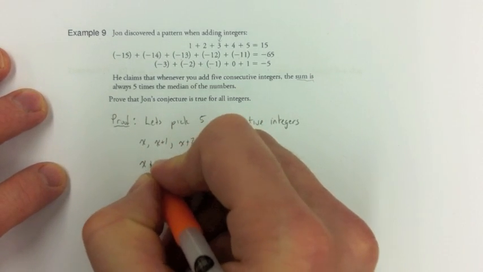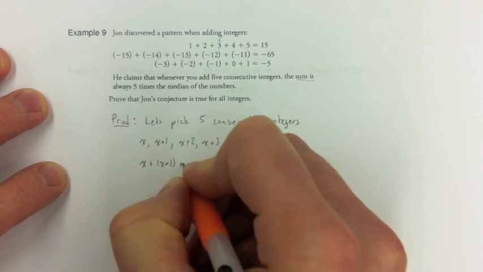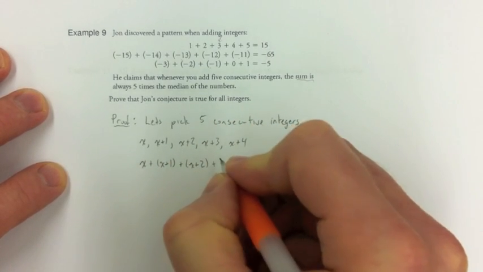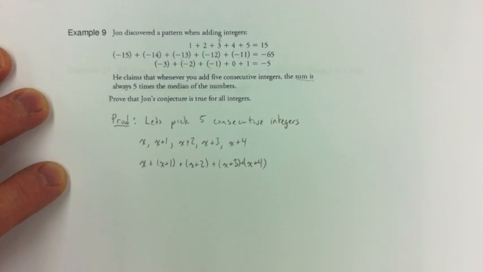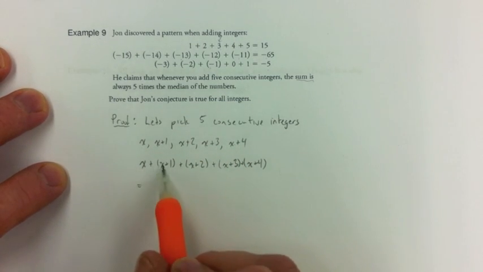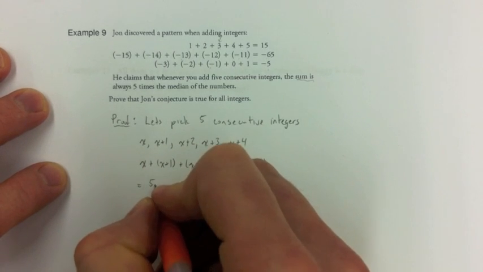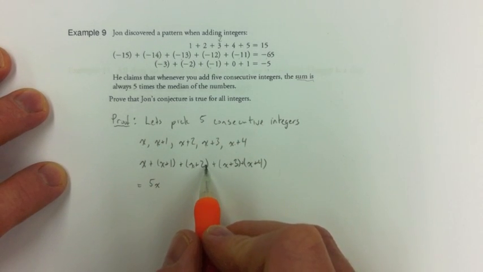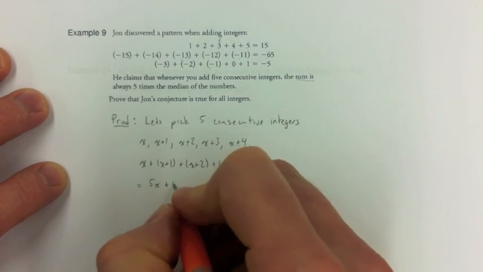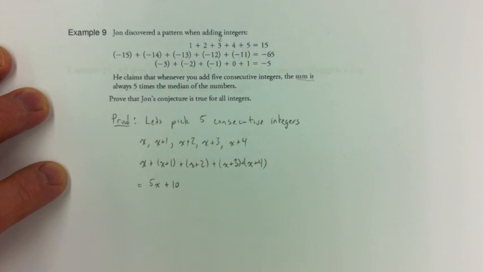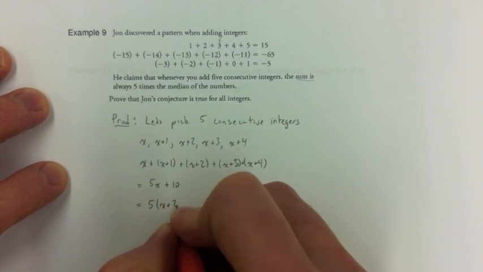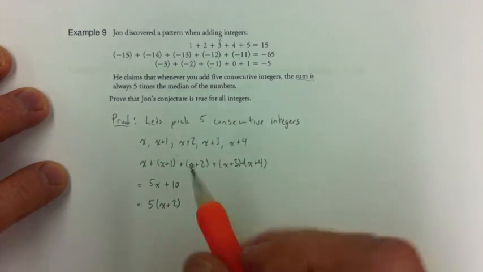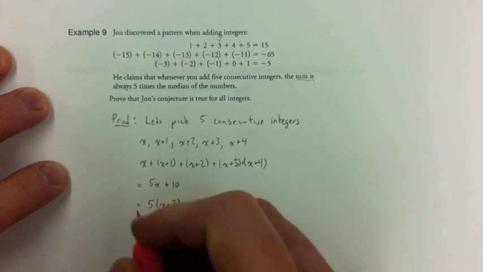All right, next we're going to do what John told us to do. We're going to add them. So we're going to add those 5 integers together. And using our algebraic operations, we've got 5 x's. And 1 plus 2 is 3, plus 3 is 6, plus 4 is 10. So our expression will always be 5x plus 10. And if we factor out the number 5, we get 5 times x plus 2. And notice, x plus 2 is the median.